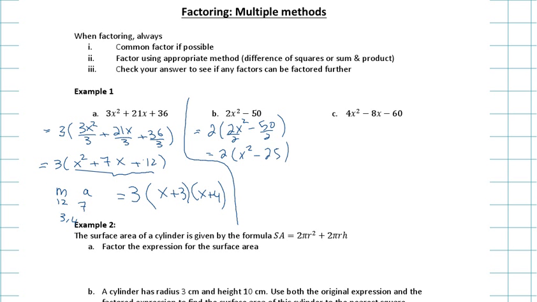Yes. Okay? So remember from yesterday, difference of squares, you're going to have 2 brackets. One with a positive, the other one with a negative. Square root the first term, so you're going to get an x. Square root 25, you're going to get 5. So your factors are 2 times the bracket x plus 5 times x minus 5.